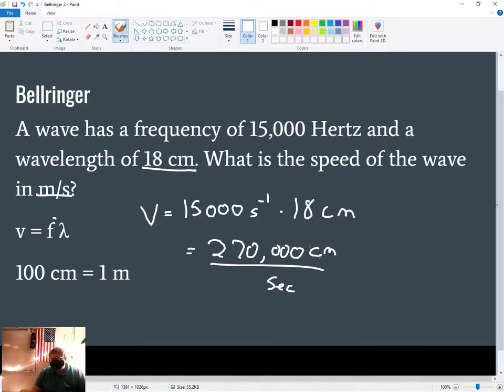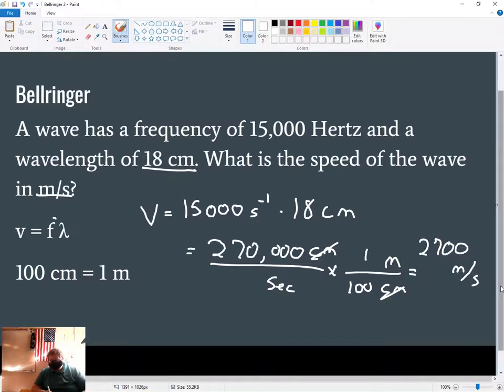But you could easily change it, right? So you could change centimeters to meters, right? Centimeters, get rid of it by putting it in the opposite place to meters. And of course, the conversion factor is 100 centimeters in 1 meter. That would give you meters per second. So then I take 270,000 divided by 100, and I get 2,700 meters per second. Okay, and that is the final answer there.